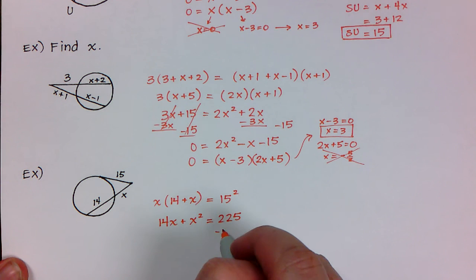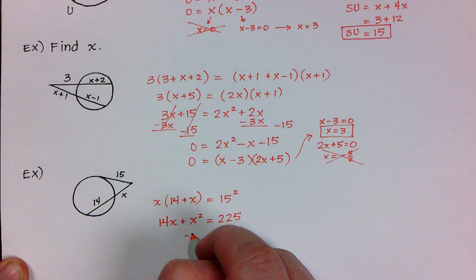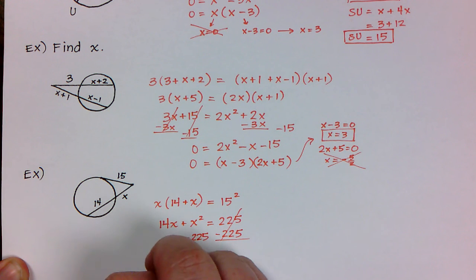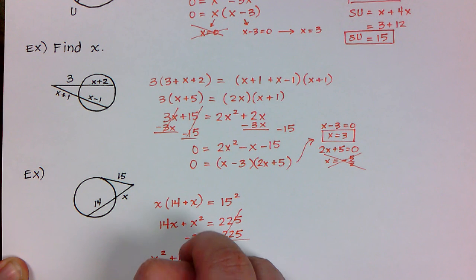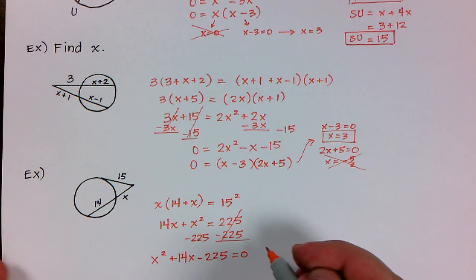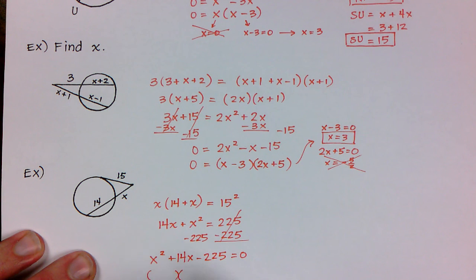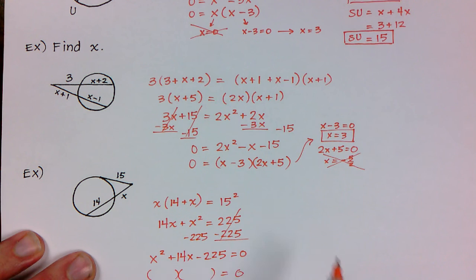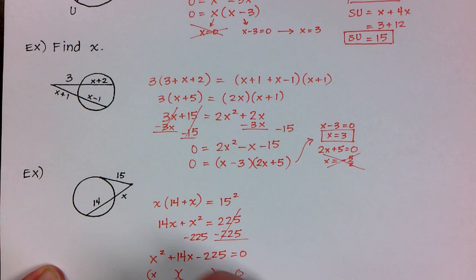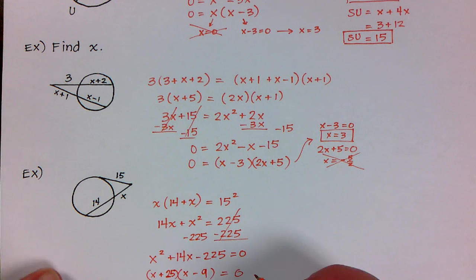I'm going to rewrite it and move everything to one side so I can do some factoring, which is your favorite thing to do. X squared plus 14x, I'm just swapping the order, minus 225 equals 0. And if you recall, I'm looking for two numbers that when you multiply give you negative 225, but when you add give you 14. So one's going to be a positive, one's going to be a negative. It's going to be 25 and 9.